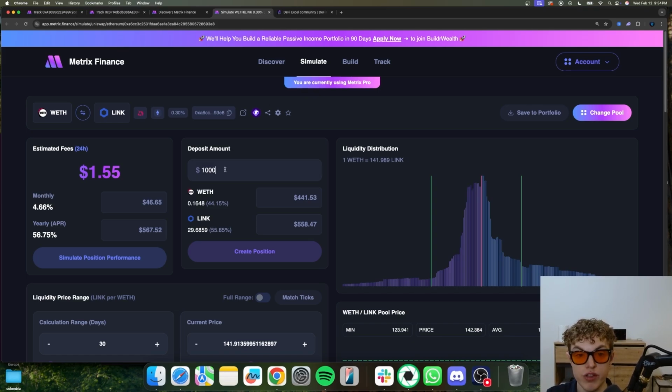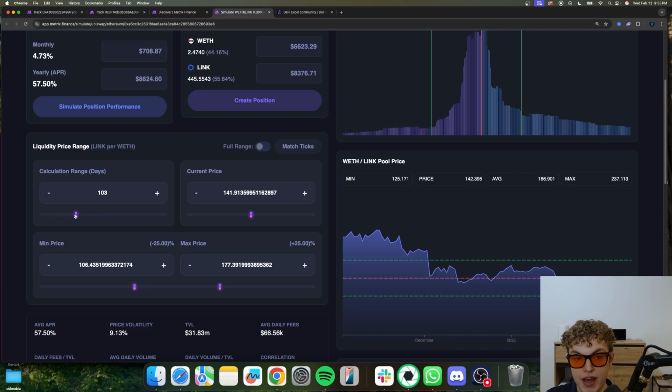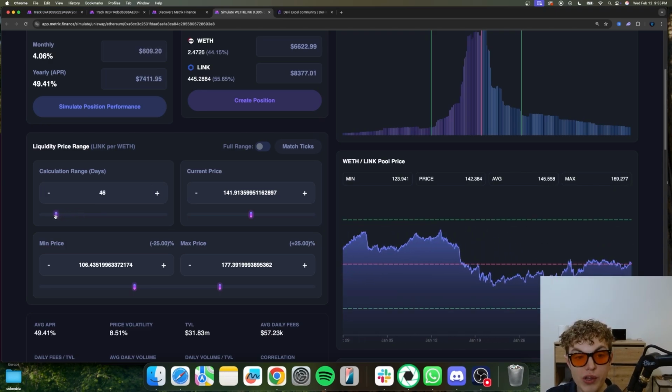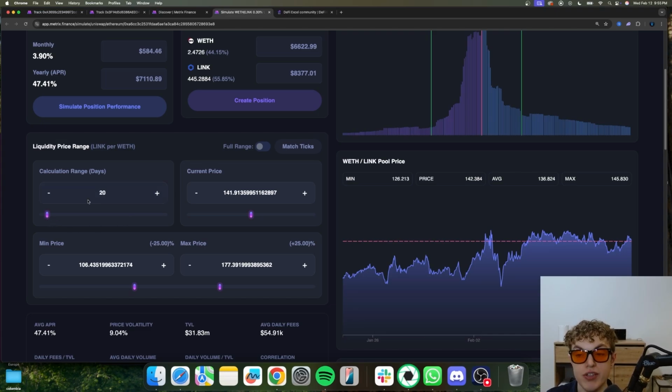So first of all, for the deposit amount, we can go with a sample deposit amount of $15,000, for example. And then we can scroll down and we'd have to select our range. Now, this calculation range will determine how many days of data we're using for the calculation. So we can use the past 100 days of data, past 120 days of data, or something like 20 days of data. I'm going to go with 20 days of data to try to get the most accurate simulation.